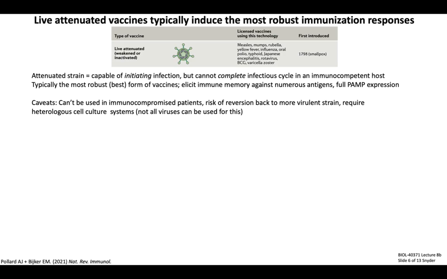The caveats to using live attenuated vaccines is that they can't be used in immunocompromised patients, since the attenuated strain may actually be able to function more like a fully virulent strain in these people. Another concern is the possibility that an attenuated strain could acquire mutations that allow it to revert back to a more virulent strain. The probability of this is very low, but it still remains a safety feature to keep in mind with attenuated vaccines. Lastly, another drawback of live attenuated vaccines is that in order to make them, you need to use something called a heterologous cell culture system, which just isn't available for all viruses.